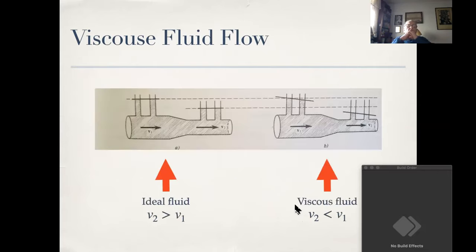Okay, so therefore let's compare now what will happen if I have a pipe we use to describe the Bernoulli effect, and this is on the left. If I have the pipe like this, and there is ideal fluid going through, then because of this narrowing, the velocity in the narrower part will be larger than the velocity in the left part of the pipe. But in the case of the viscous fluid, we have a completely different situation. The velocity will decrease along the pipe due to the just discussed consequences of the viscosity.